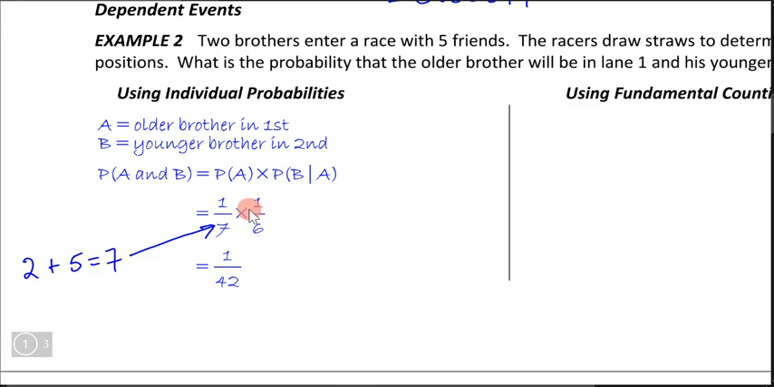Once the brother is placed, the probability that the younger brother is in the second position depends on the older brother being in the first position. So instead of a number out of 7, you're now counting just 6 people left over. So you have a 1 out of 6 chance for the younger brother to be placed in the second position. And that gives me 1 out of 42.